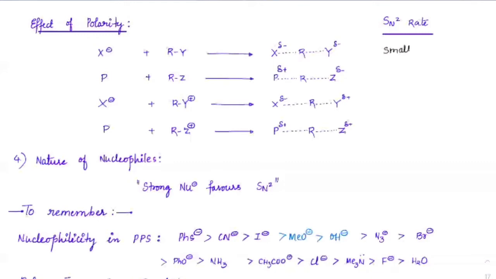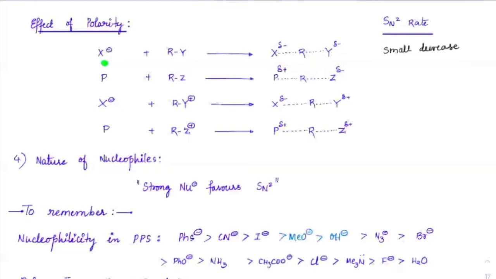So there is a small decrease in rate. Why am I saying small? Because the solvation is only happening with X minus. The solvation is not happening for RY, correct? This substrate which is present, that is not solvated. Only X minus is solvated. So this is case number 1.